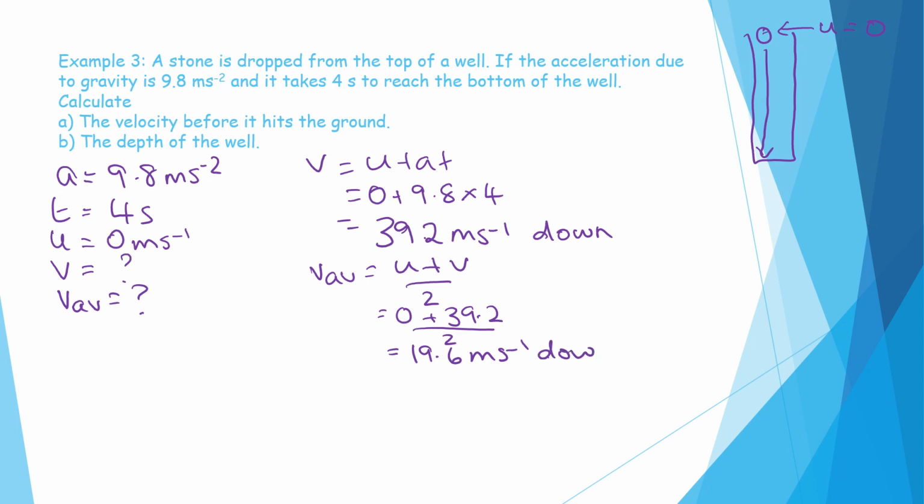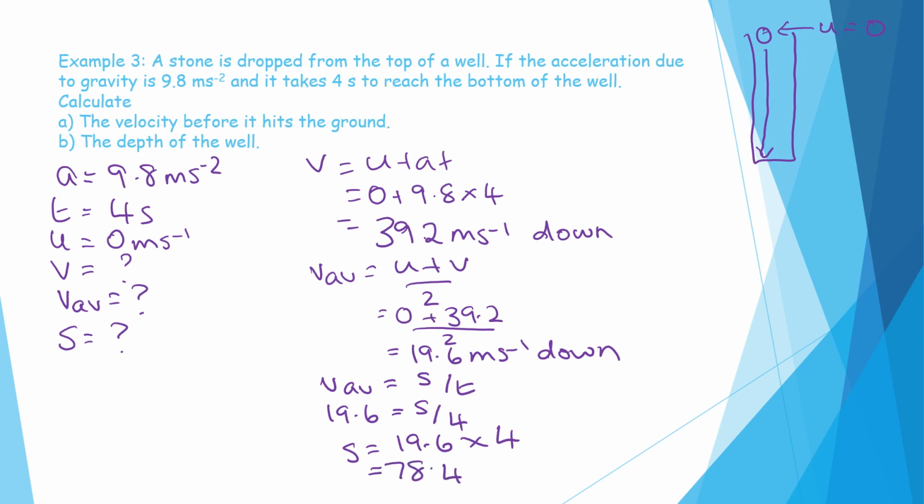Down. Now that we've got our average velocity, we can find the displacement. So v average equals displacement over time. So 19.6 is equal to the displacement divided by 4. So the displacement equals 19.6 times 4 by rearranging, and this comes out to be 78.4 meters, and the direction is down.